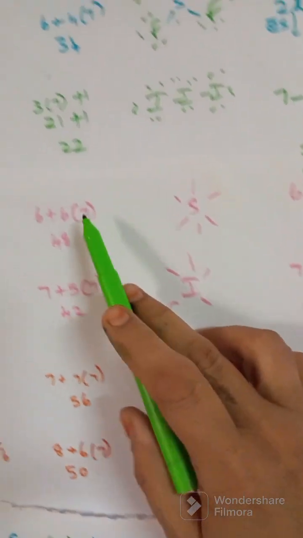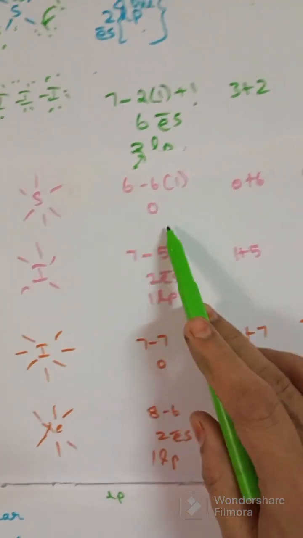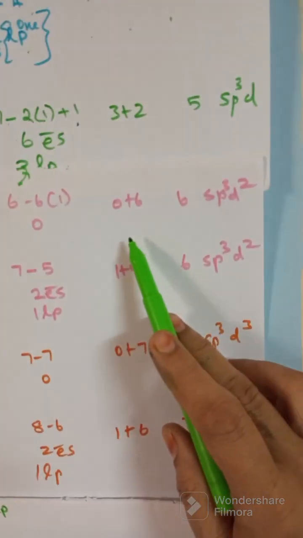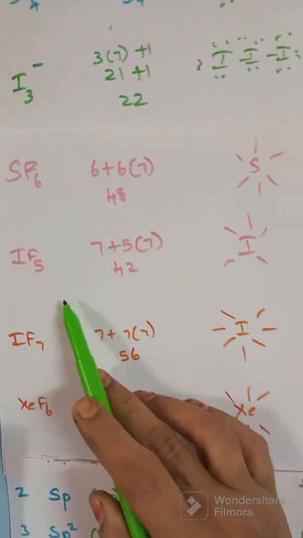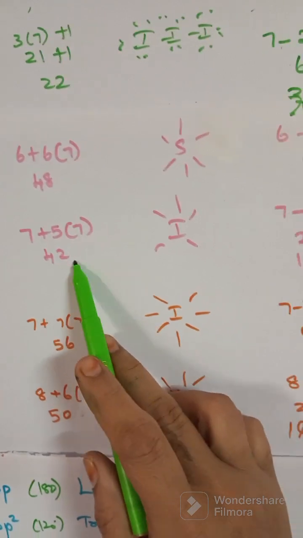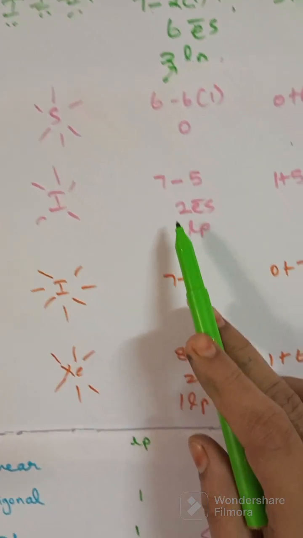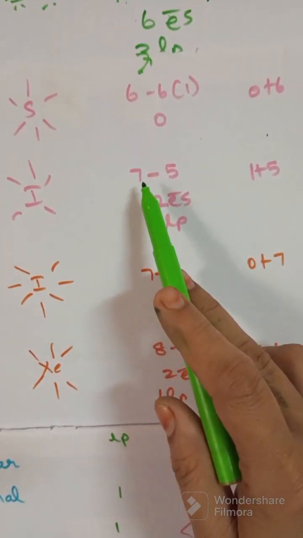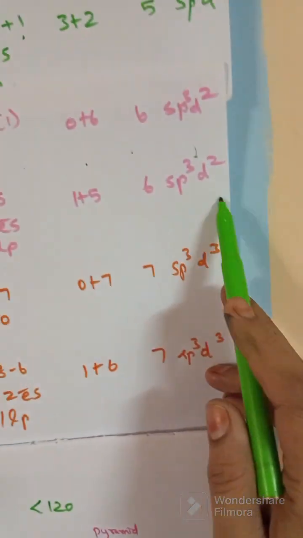SF6, 6 plus 6 into 7, 48 electrons, no lone pairs. Hybridization number is 6, sp3d2. IF5, electrons 42. We do not know about the geometry now. The lone pair is 7 minus 5. It's 1 lone pair. Hybridization is 1 plus 5, 6, sp3d2.